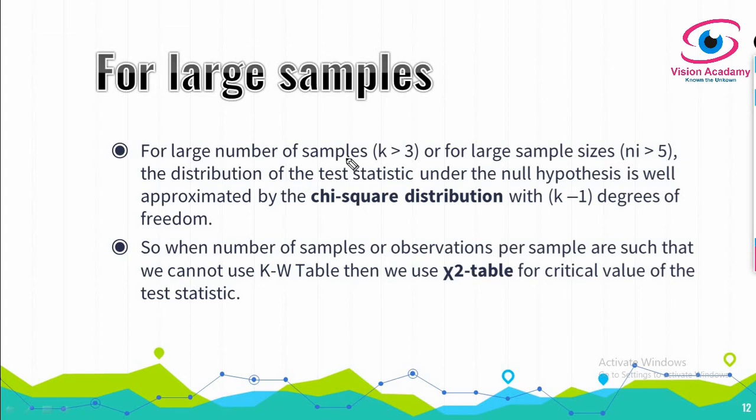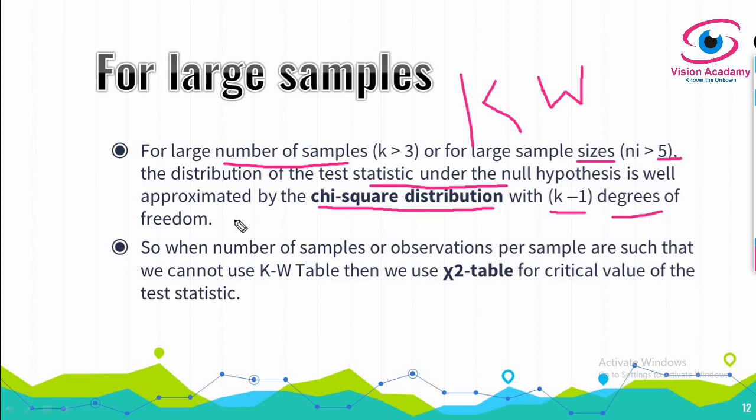The case of large sample in the Kruskal Wallis test. For a large number of samples, that is K greater than 3, or for large sample size, that is Ni greater than 5, as I showed you in that problem, the distribution of the test statistic under the null hypothesis is well approximated by the chi-square distribution, rather than the KW test distribution. That is the chi-square distribution with K minus 1 degrees of freedom.